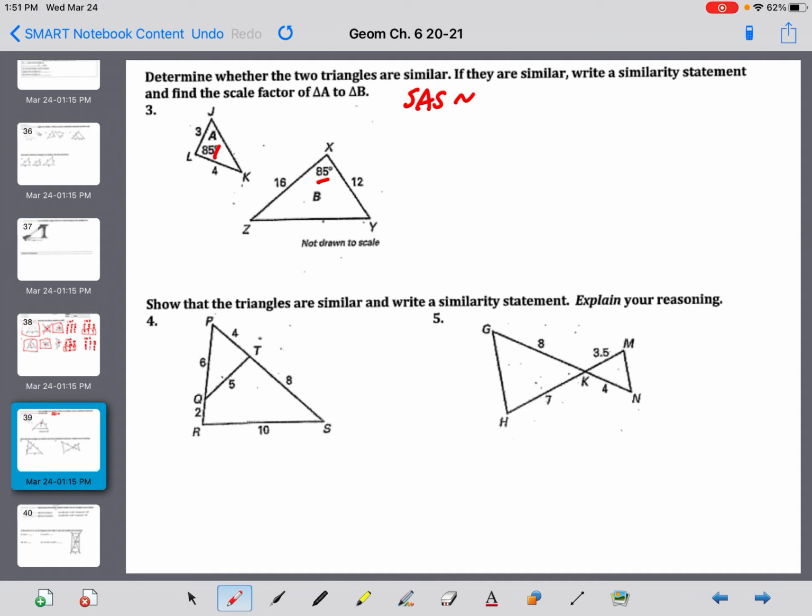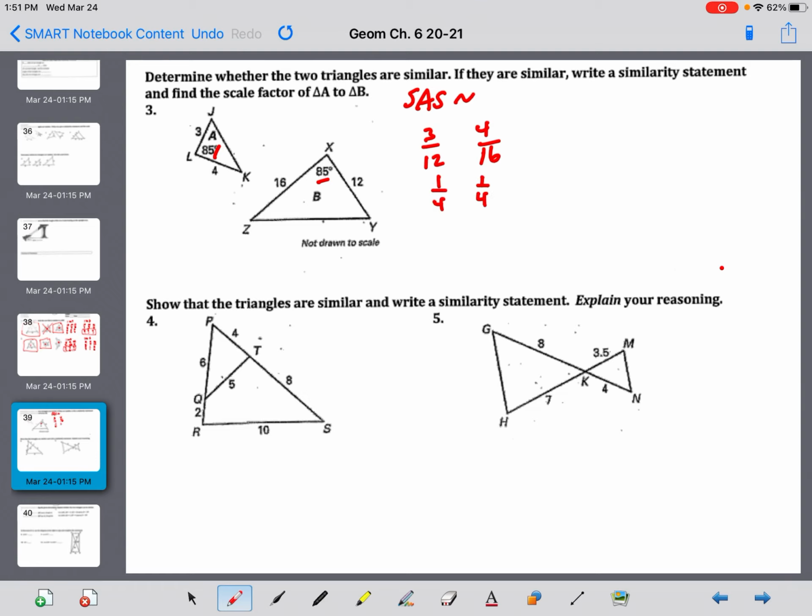So the 85s match. Now we have to check the ratios of the sides. I'm going to use the small triangle first, and pull its smallest side, 3, and then pull the smallest side of the second triangle, that'd be 12. Then I'm going to pull 4, the second biggest side that they give us in the small triangle, LJK, and compare that to the 16, the biggest side they give us in the other triangle. And if I simplify both of those, 3 over 12 simplifies to 1/4, 4 over 16.